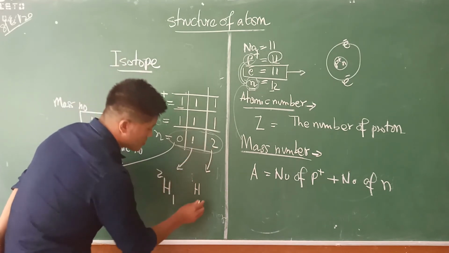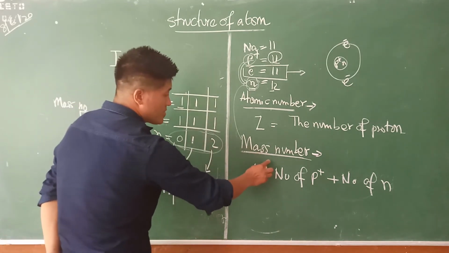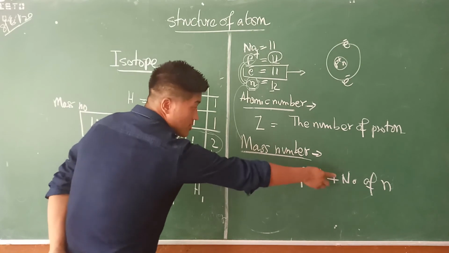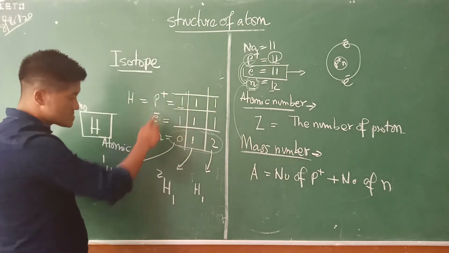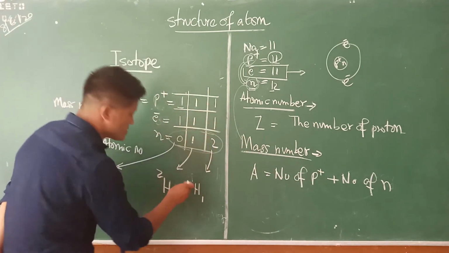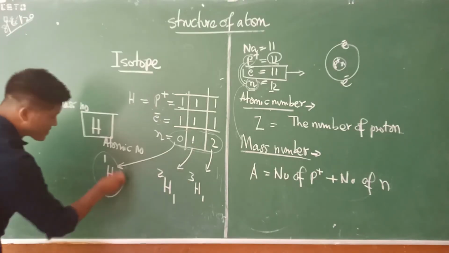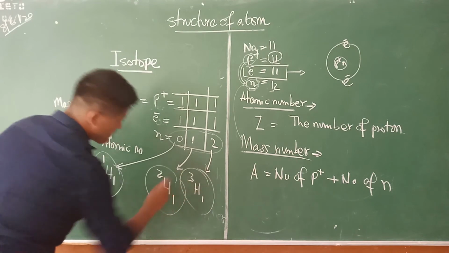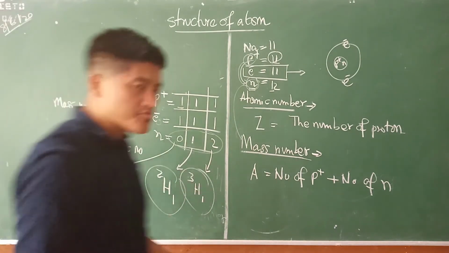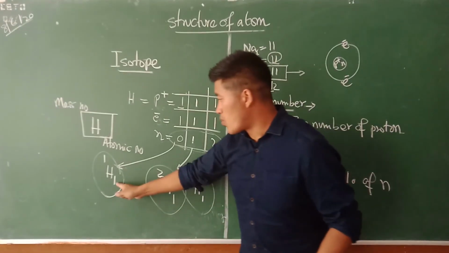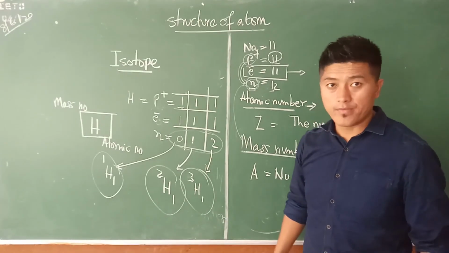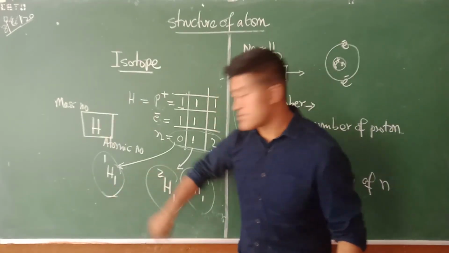The mass number is number of proton plus number of neutron, 2 plus 1, is 3. Now you saw a different kind of hydrogen here. There are 3 kinds of hydrogen: 1H1, 2H1, 3H1. Okay? This is also referred to as protium.